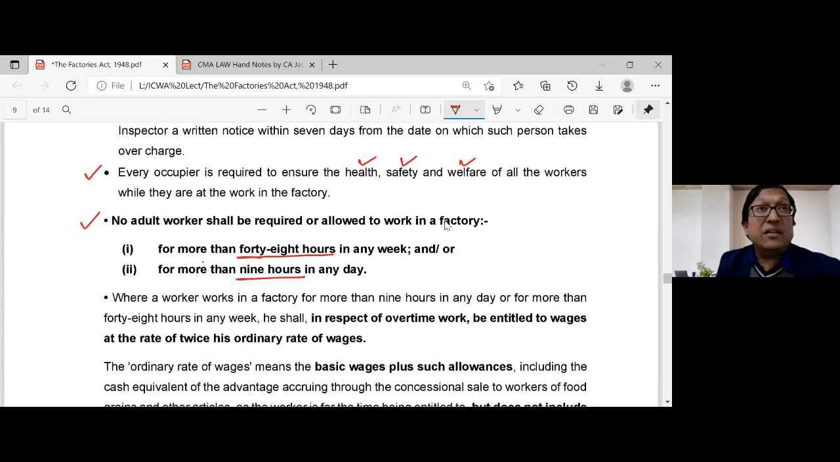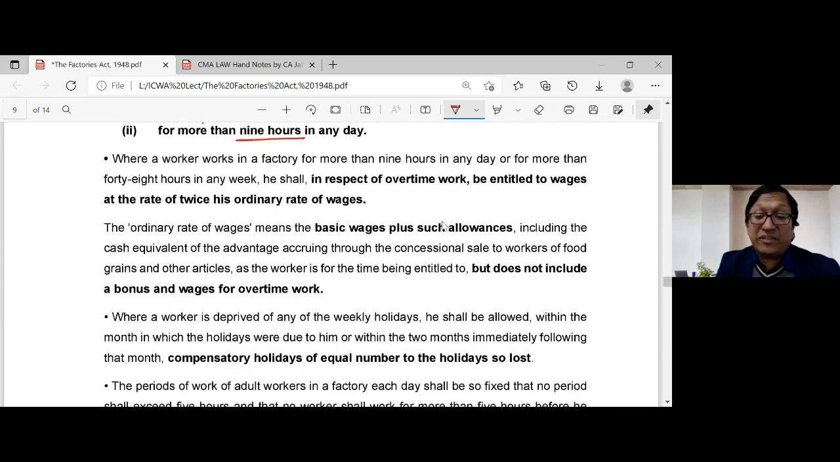In case you are working for more than 48 hours in a week, or more than 9 hours per day, then you have the right to get overtime payment. This is considered overtime. Where a worker works in the factory for more than 9 hours in a day or more than 48 hours in a week, he shall be paid overtime wages. And what are the overtime wages under the Factories Act? These are double the normal rate, twice his ordinary rate of wages.